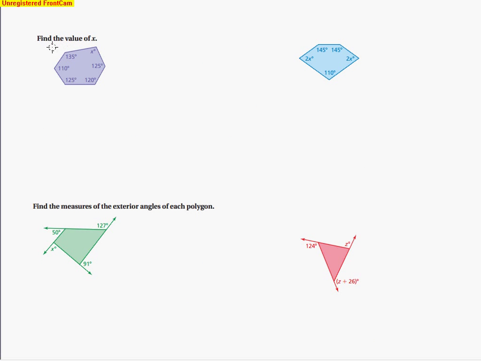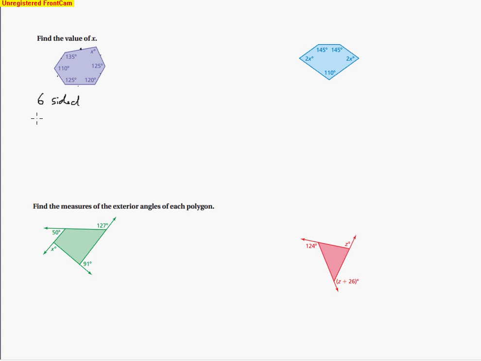So here it says to find the value of x. And so what I want to do first is figure out what the degrees are of this entire polygon, the interior angles. So I'm going to count the sides: 1, 2, 3, 4, 5, 6. So this is a 6-sided polygon called a hexagon.